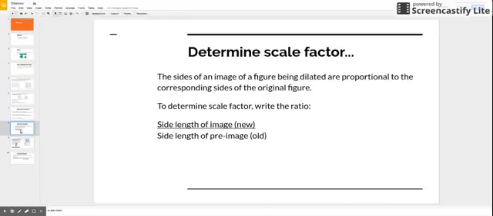How to determine scale factor. The sides of an image of a figure being dilated are proportional to the corresponding sides of the original figure. To determine scale factor, you want to use the ratio, the side length of the image. Just in case we're not familiar with the vocabulary, in case we forgot: the image is the new figure that we draw. The pre-image is the old figure that we drew, the starting figure, okay? All right, so again, the sides are all proportional, so that's how we can make our ratios.